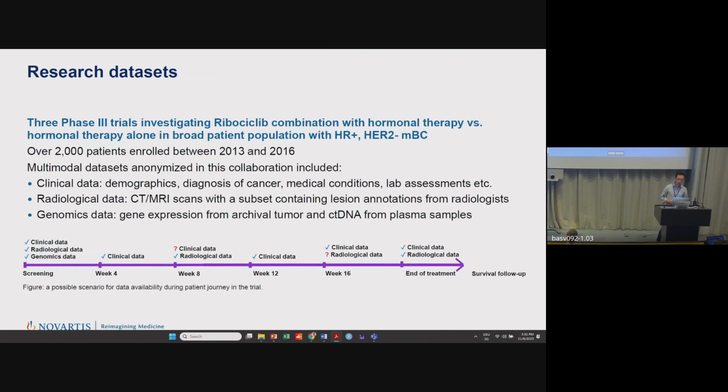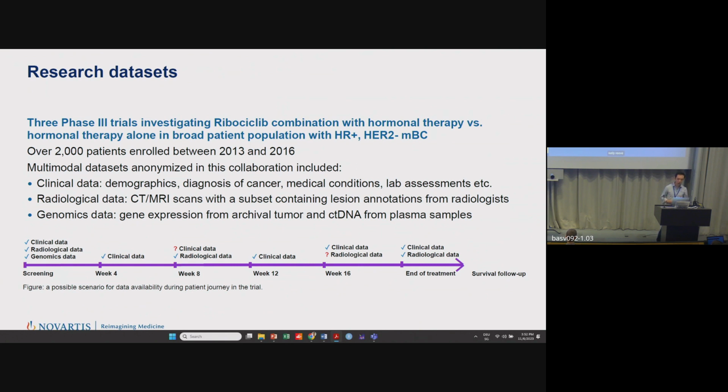More about the research data sets. As I mentioned, we have a drug called ribociclib. We have 3 clinical trials, 3 phase 3 trials, to look at various combinations of hormonal therapy with our drug versus hormonal therapy alone in a broad population. So we have over 2,000 patients that we enrolled between 2013 and 2016.